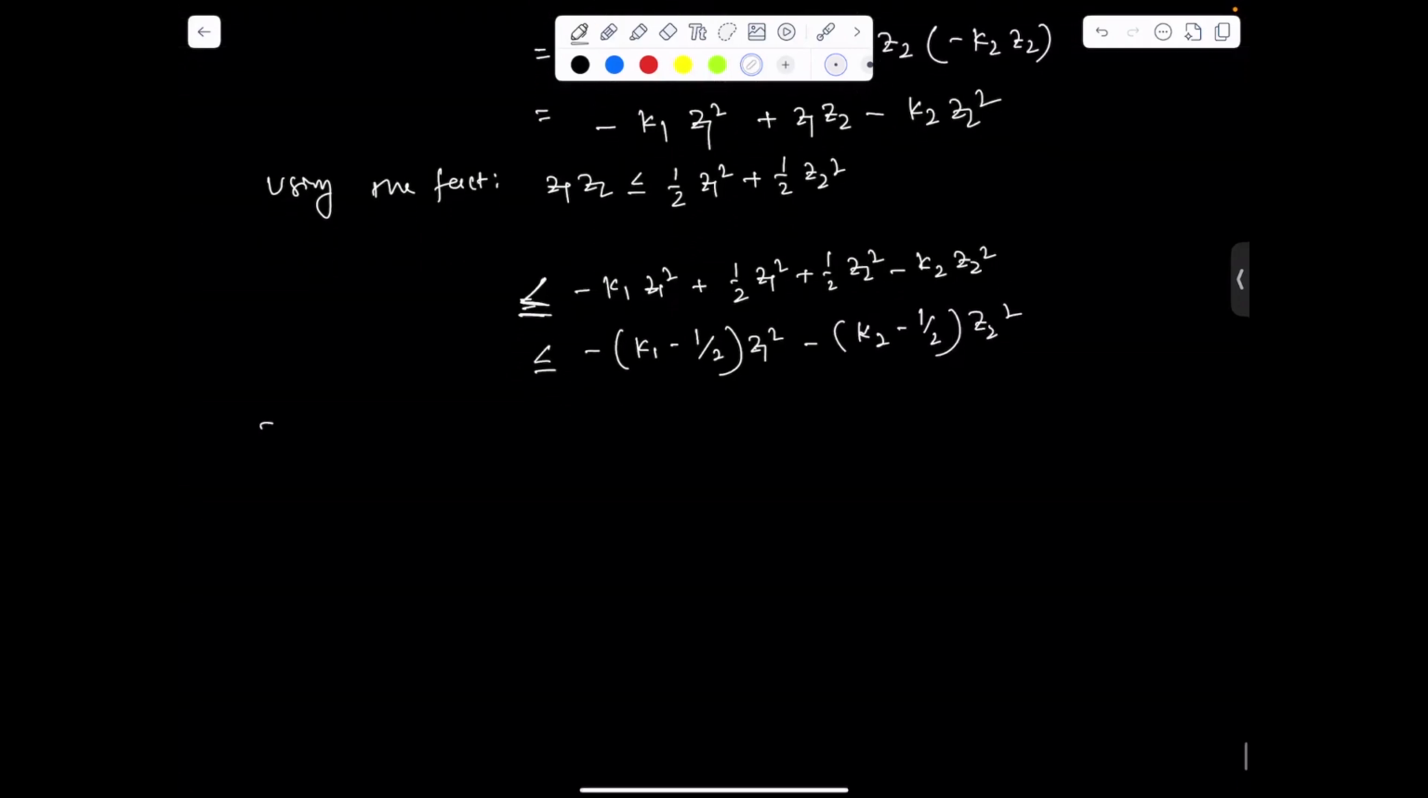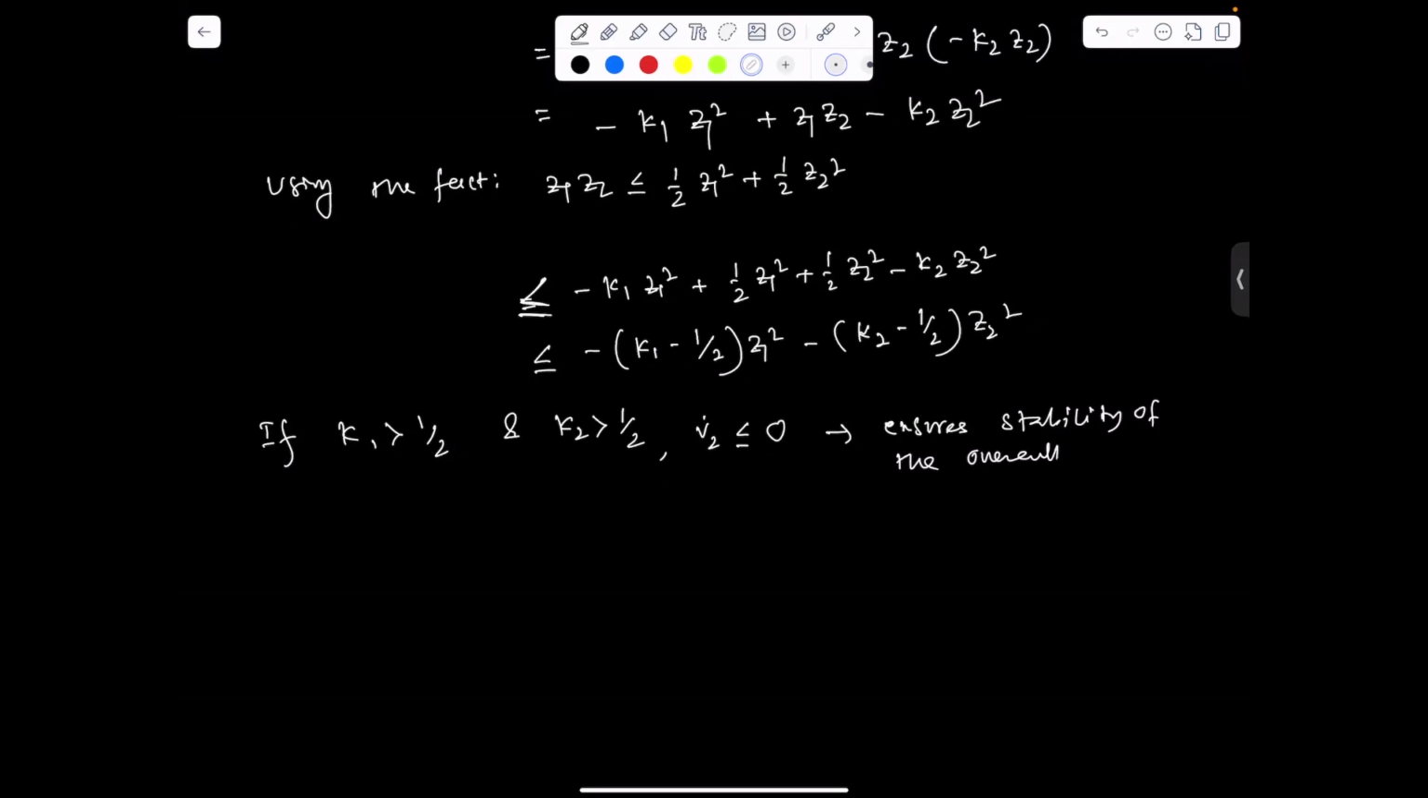So now if K1 is greater than half and K2 is greater than half, V2 dot is less than or equal to 0. So this ensures stability of the overall system. Now we have proved the overall backstepping process for this particular example.